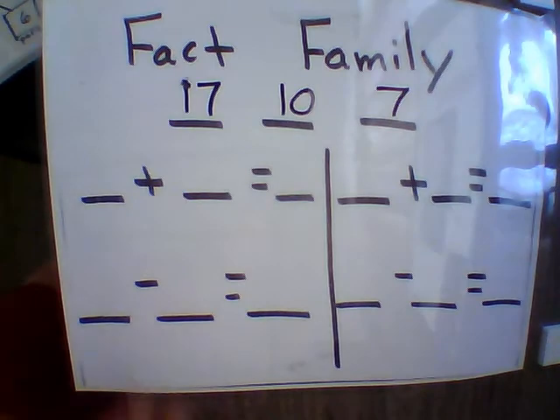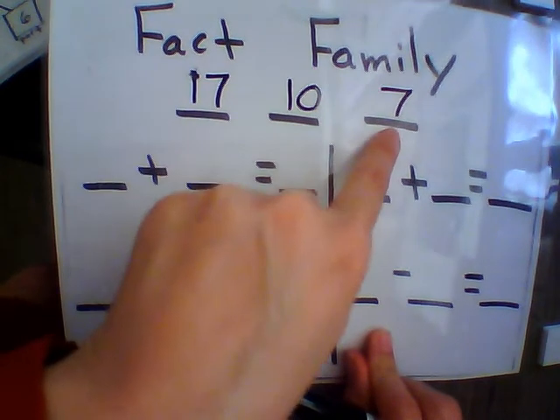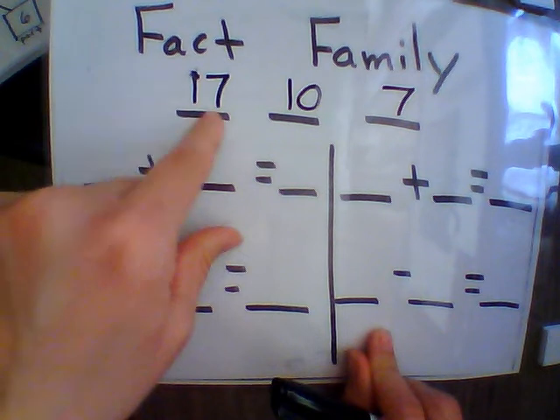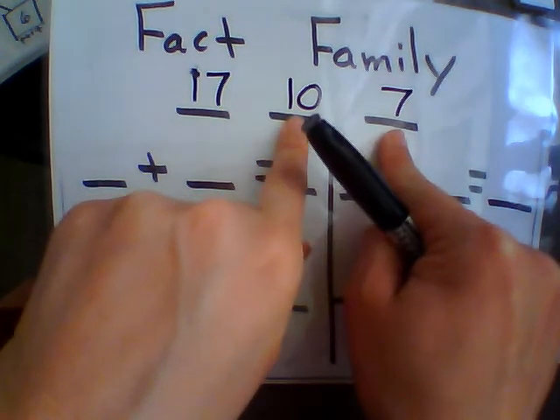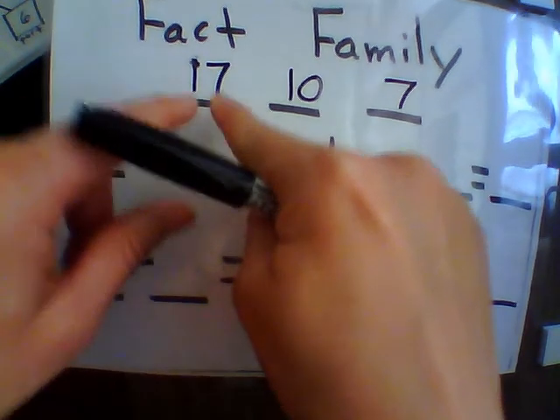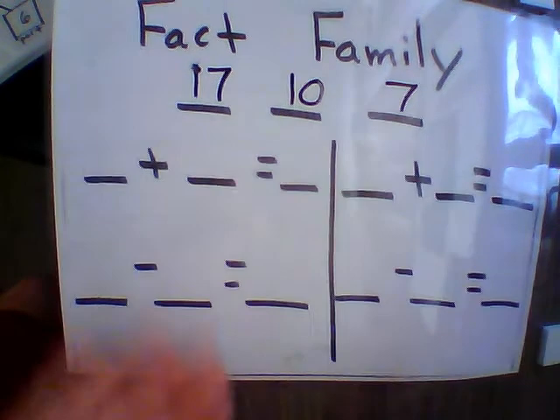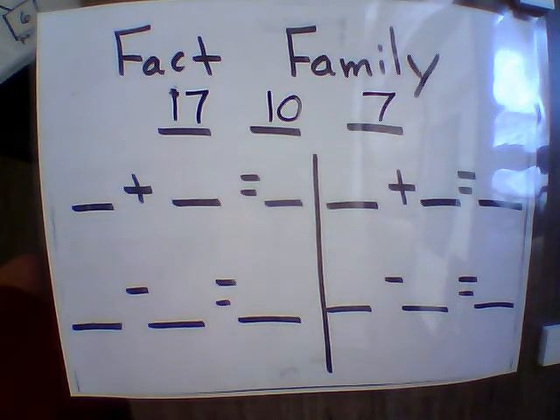Moving on to fact families with teen numbers. So we have 17, 10, and 7. So I'm noticing that 17 is the larger of the three numbers. So this is the whole. And then we have parts. Remember, when we add, we're putting the parts together to get to the whole. And when we subtract, we're taking the whole and minusing one of the parts to get to the other part. So right now, I want you to fill in all four of those equations now, and then come back and we'll do them quickly.